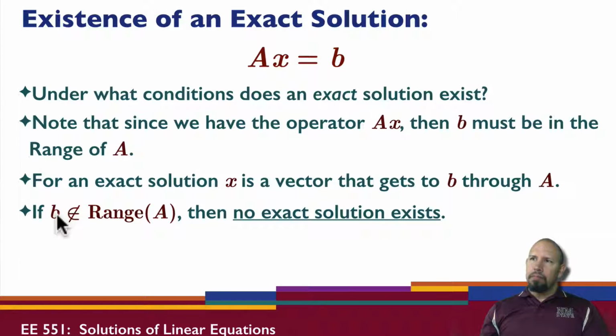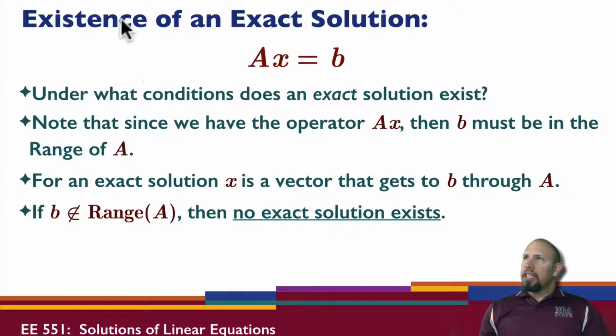Now, if b is not in the range of A, then no exact solution exists. We saw that last time when we looked at the curve fitting problem. The fact that the curve fit did not go through all the points is a recognition that this kind of condition was going on. But that didn't mean we couldn't get useful results out of that linear algebra problem. It just means that b was not in the range of A, and we had to do some work to get that.